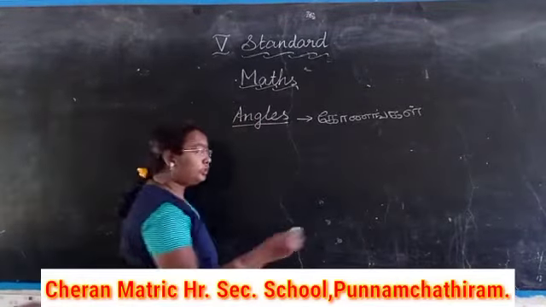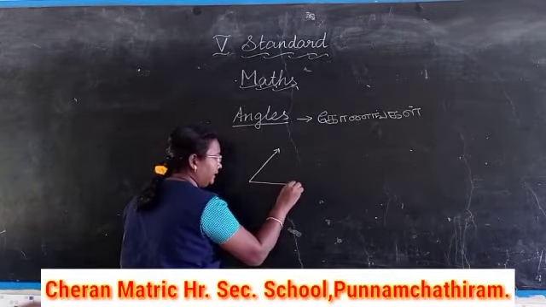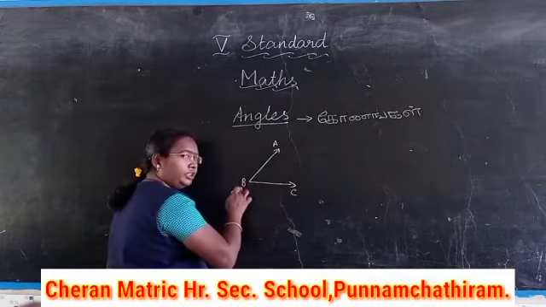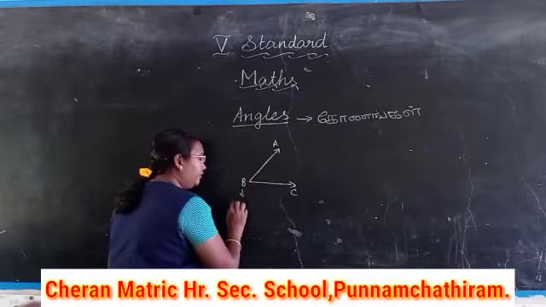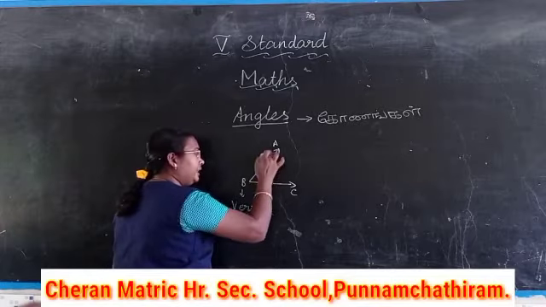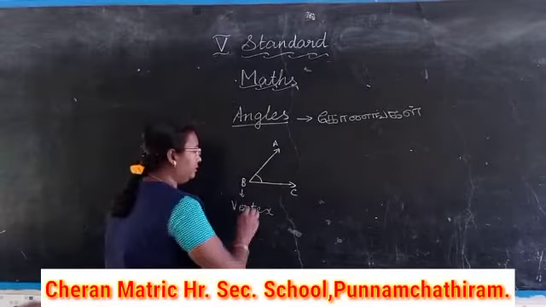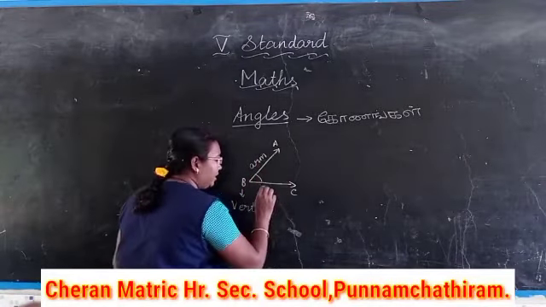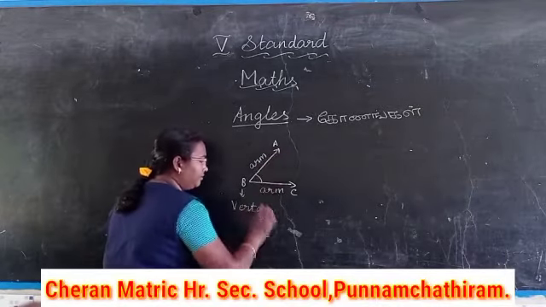Next, take two rays. This is one ray. This is another ray. Give the names A, B, C. AB is one ray. BC is another ray. This point B is called the vertex. Where do they make an angle? Yes, both the rays are meeting at this point. Here they make an angle. We can call this AB an arm, and this BC also an arm. This is angle A, B, C.